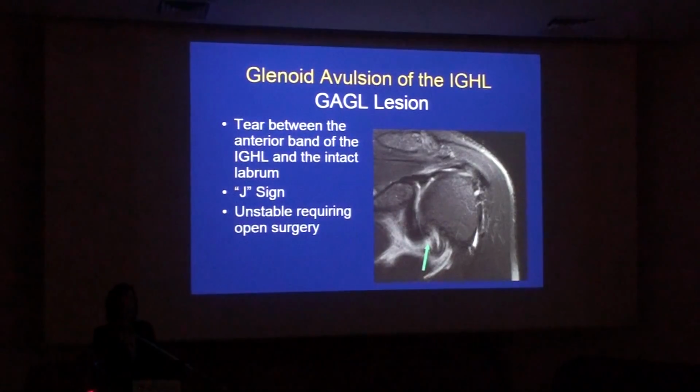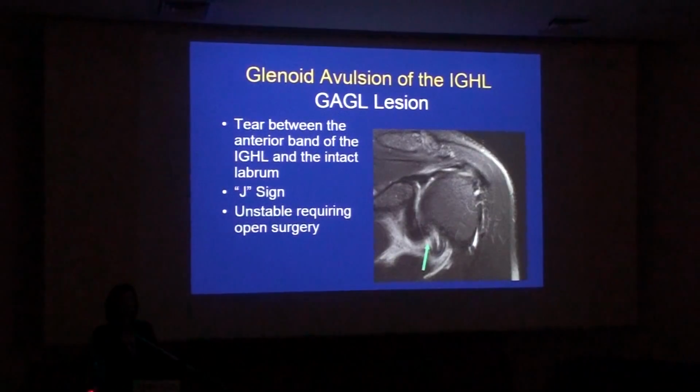If you're looking at a coronal, I always look at the IGHL and follow it across from the humerus to the glenoid. In this case, it's not like a nice U, it's a J. And so it's off of the glenoid, and all the fluid from the joint is getting out into the soft tissues. That's an unstable lesion. That needs surgery. That is something they may not see with the scope, and the MR can really help them see it because they know they have to repair that.